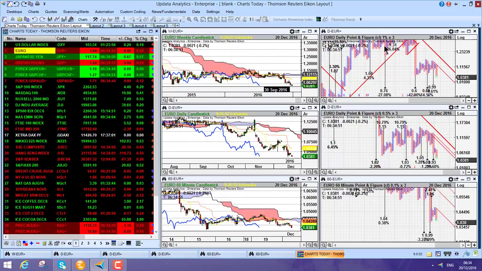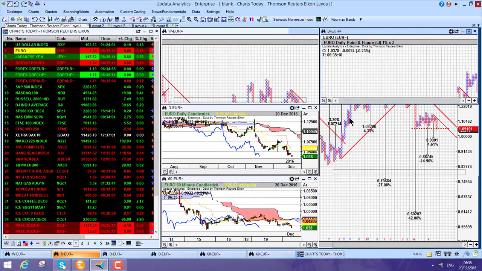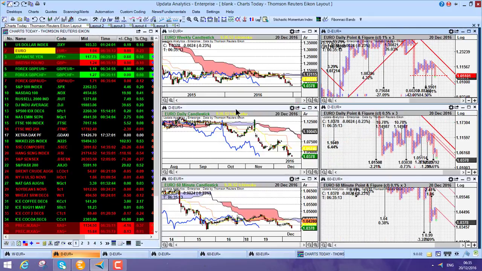This is my weekly chart, and if we look at the 1% point and figure chart, we see here we've got a little green cross. This is actually a green circle here. This is actually activating this downside target. Now we need it to close out at that level today for that to go red, but that activates that downside target to 60 cents. This is catastrophic for the euro if we close at these levels today.